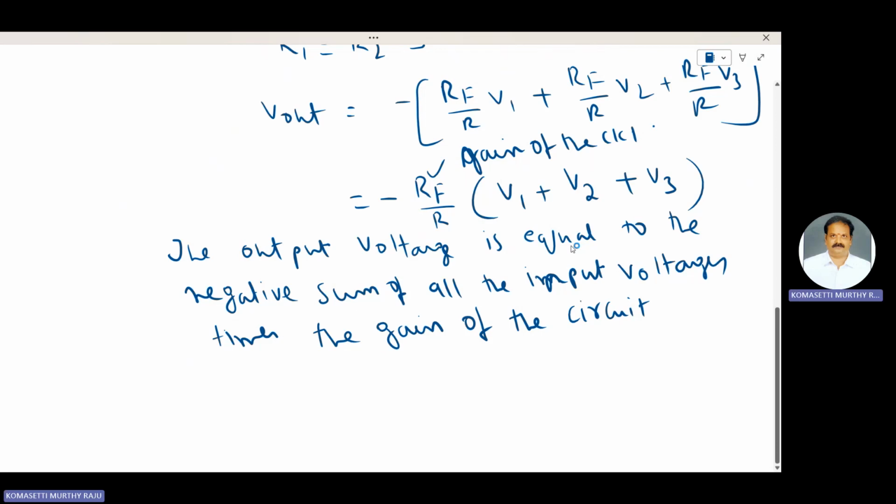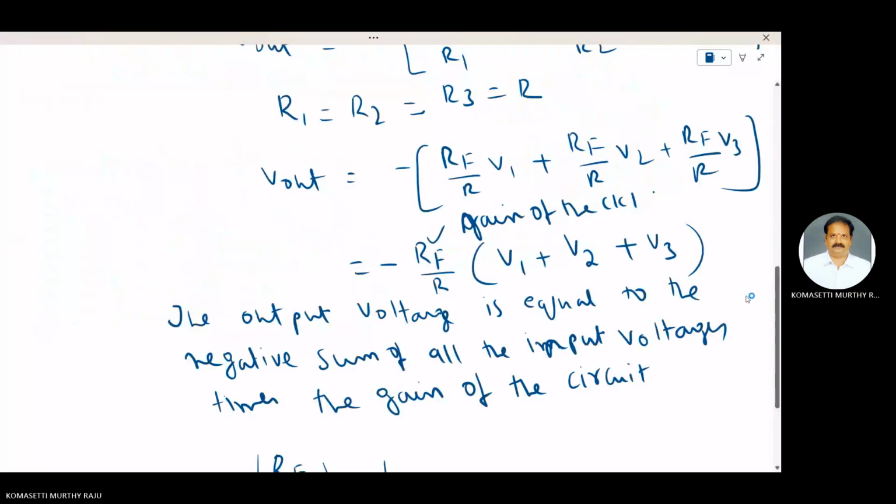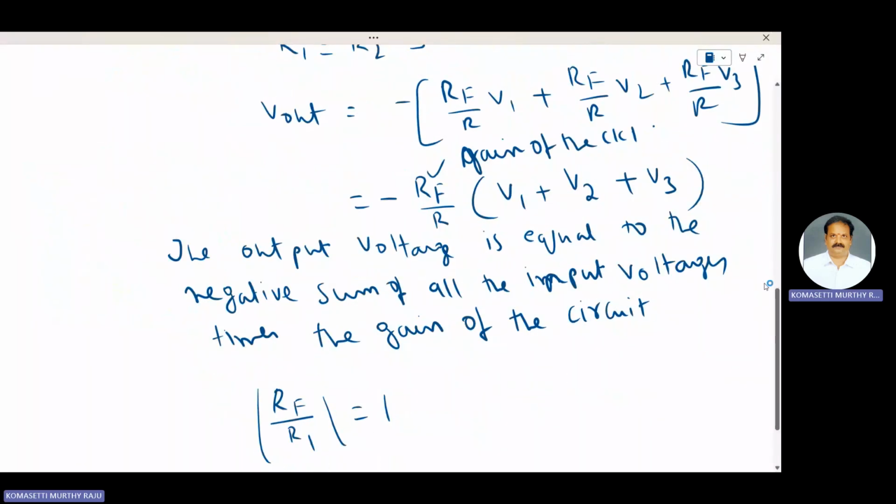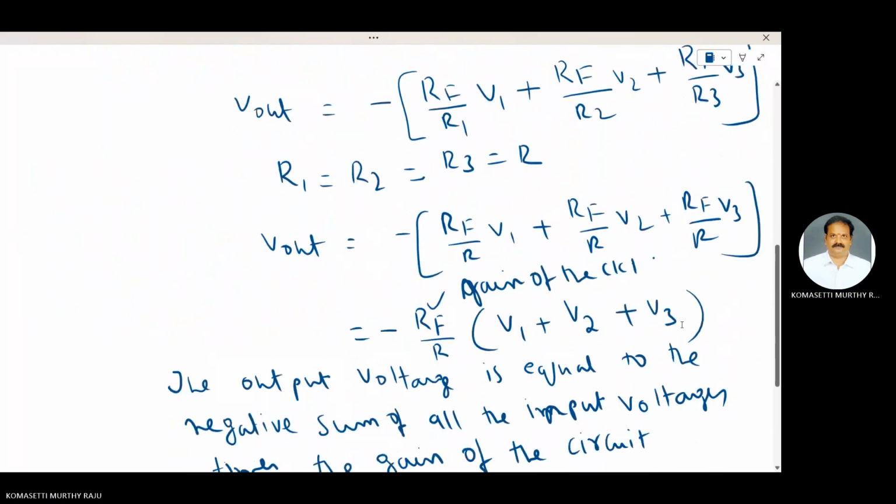When the gain of the circuit is 1, that means |RF|/R1 is equal to 1, that is, R1 is equal to R2 is equal to R3 is equal to RF. Here all are equal to 1.